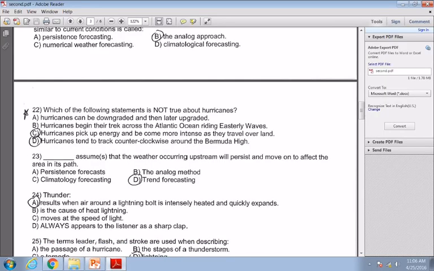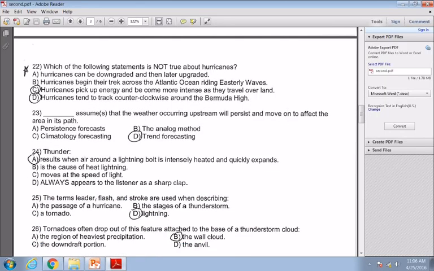Question 22, I would accept either C or D, and I went and hand-checked that one. A lot of you put C, which is not true about hurricanes. It's not true that hurricanes will pick up energy to become more intense as they travel over land. And actually, D is not correct either, as far as I can tell. In the northern hemisphere, around high pressures, air goes clockwise. And here I've got D, that hurricanes tend to track counterclockwise around a Bermuda high. So I think D is wrong, too.